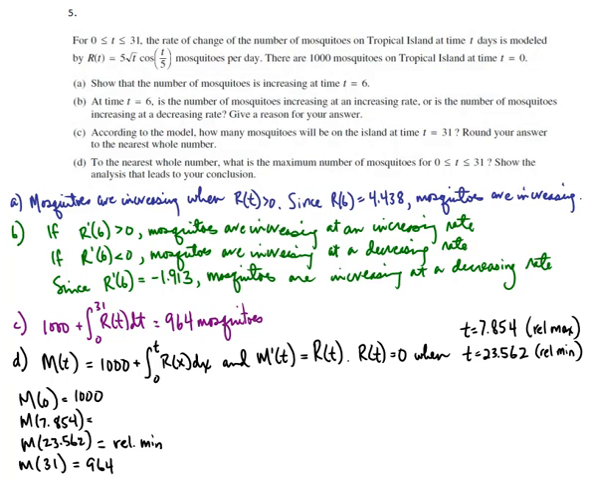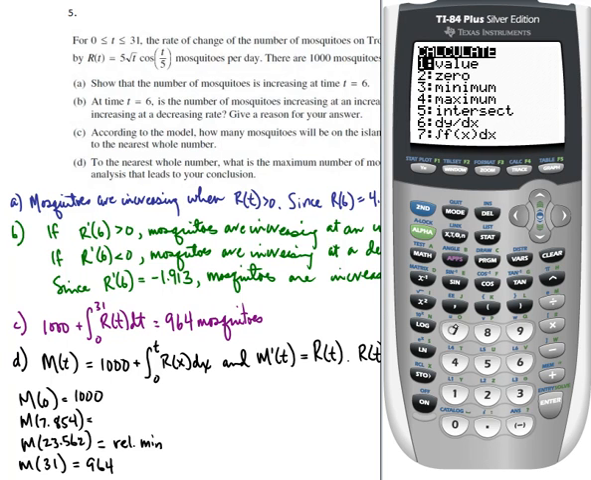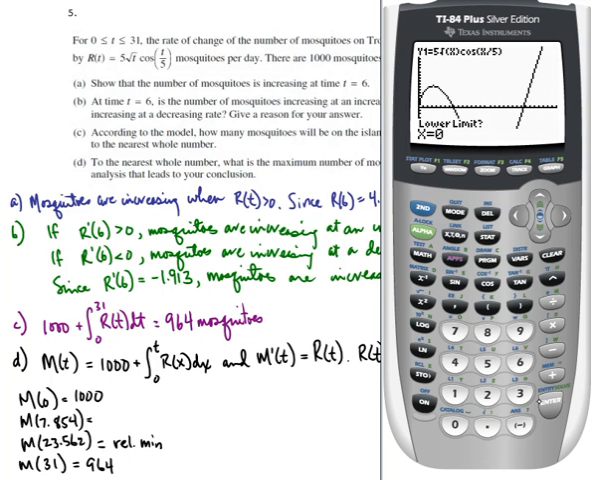To do that, I'm going to bring back the calculator, and right from the window that we were on, we can do second calc option 7. The lower limit is 0, and the upper limit is 7.854. That gives us 39.359, and we want to round that to the nearest whole number, so that's just 39.